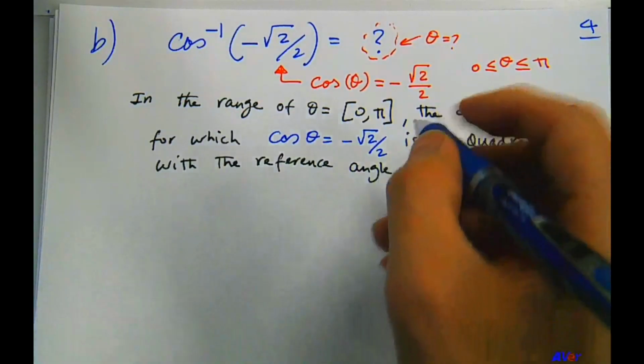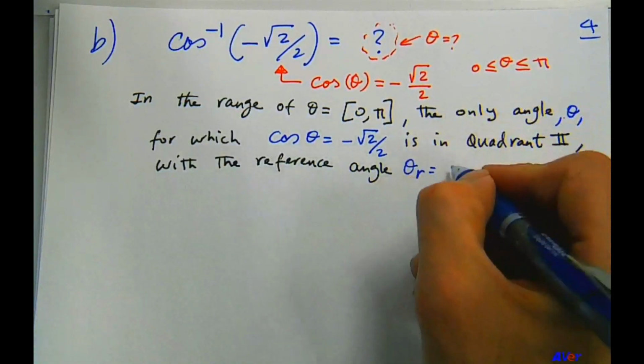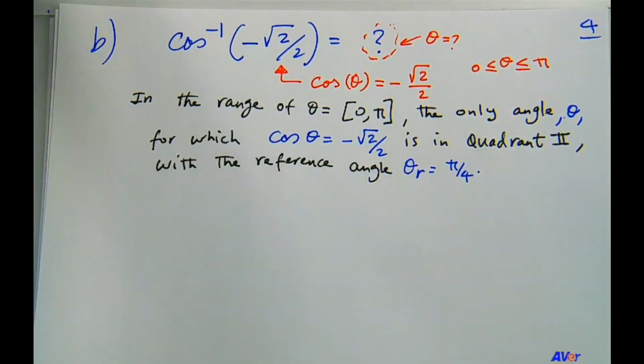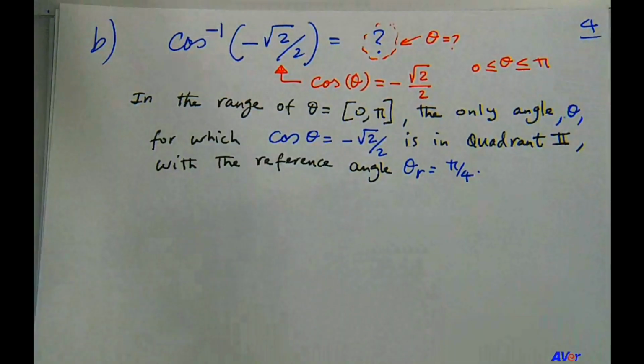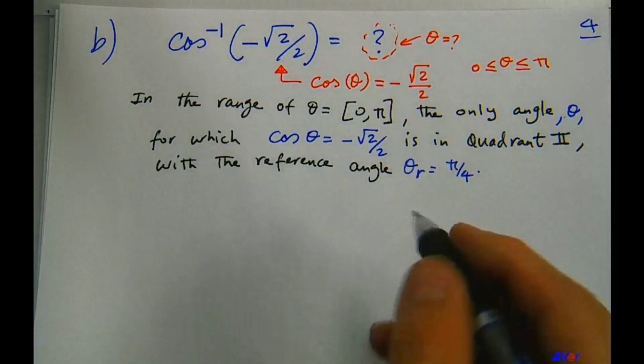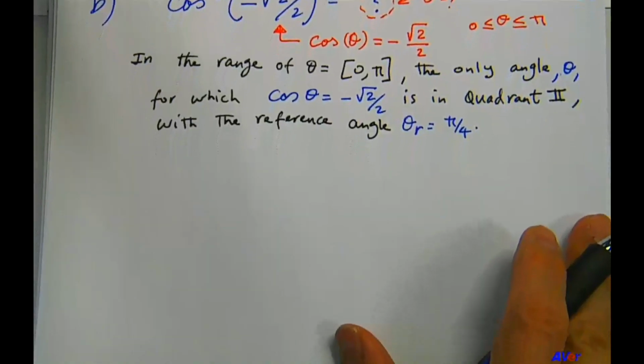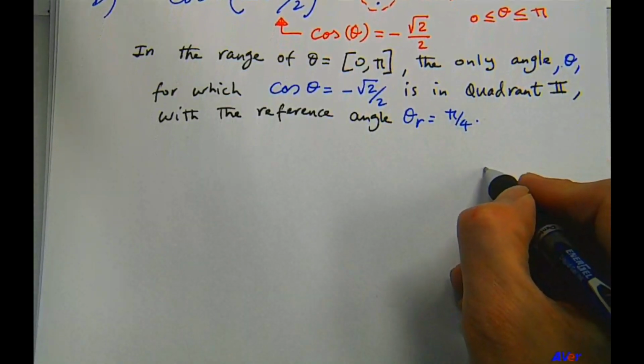With the reference angle theta r, let's say, equaling pi over 4. Okay, so what does that mean? Why do we care what the reference angle is? Well, let me once again, like before, draw a quick picture here.